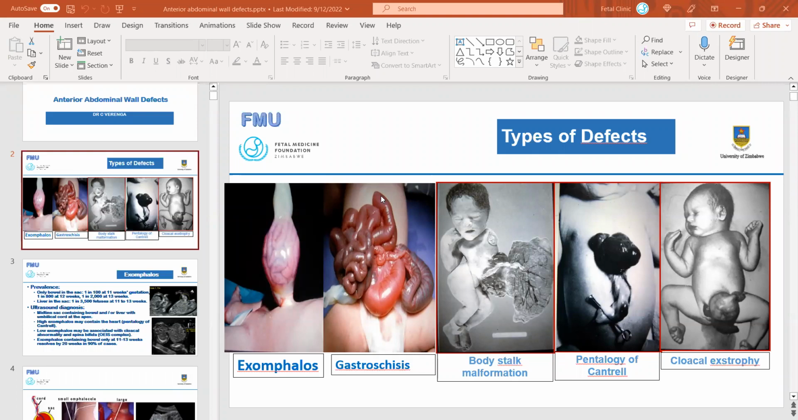Body stalk anomaly. Let's get this one clear. In body stalk anomaly, we have a situation whereby the amnion membrane ruptures. I think by now we are all aware from our 11 to 13-week lectures that the amnion and the chorion are actually separate until 15 weeks. They are not totally fused until 15 weeks. So for some pregnancies, unfortunately, the amnion ruptures and a certain part of the baby goes through that rupture in the amnion.